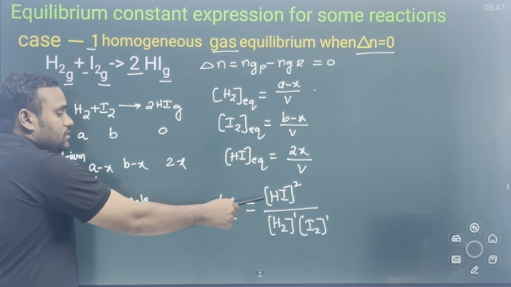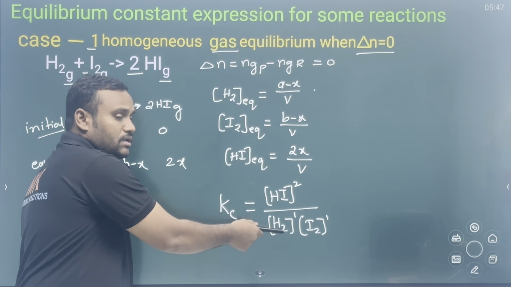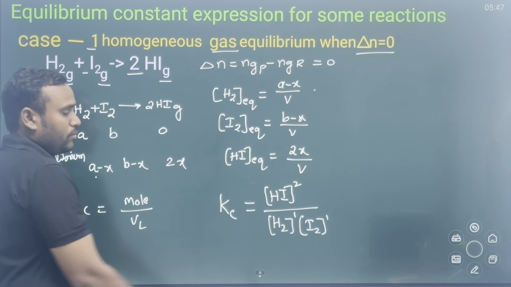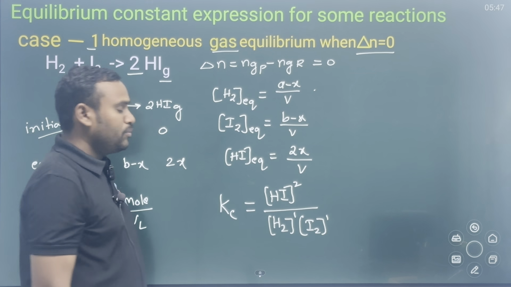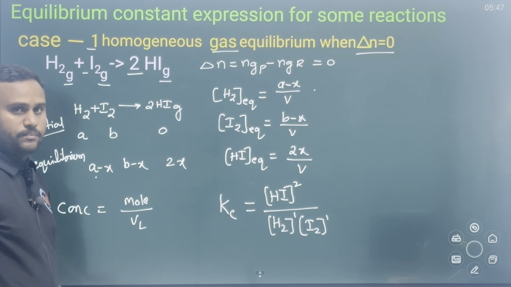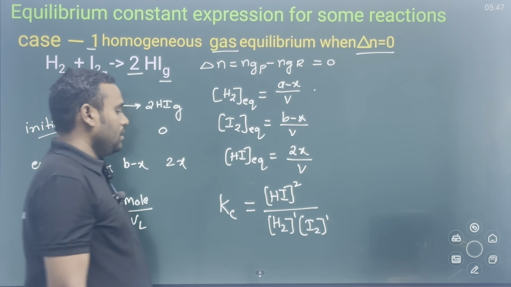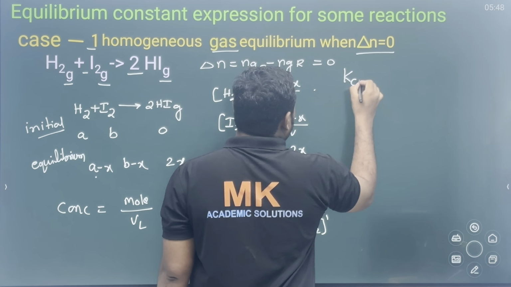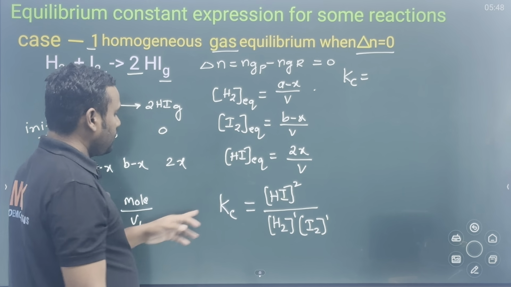So the concentration of products raised to their stoichiometric coefficients, by the concentration of reactants raised to their stoichiometric coefficients. If more than one reactant is there, we need to multiply them. If more than one product is there, we also need to multiply them. This is simple. So now let us substitute the equilibrium concentrations in this expression. So now Kc is equal to, what is the concentration of HI here?